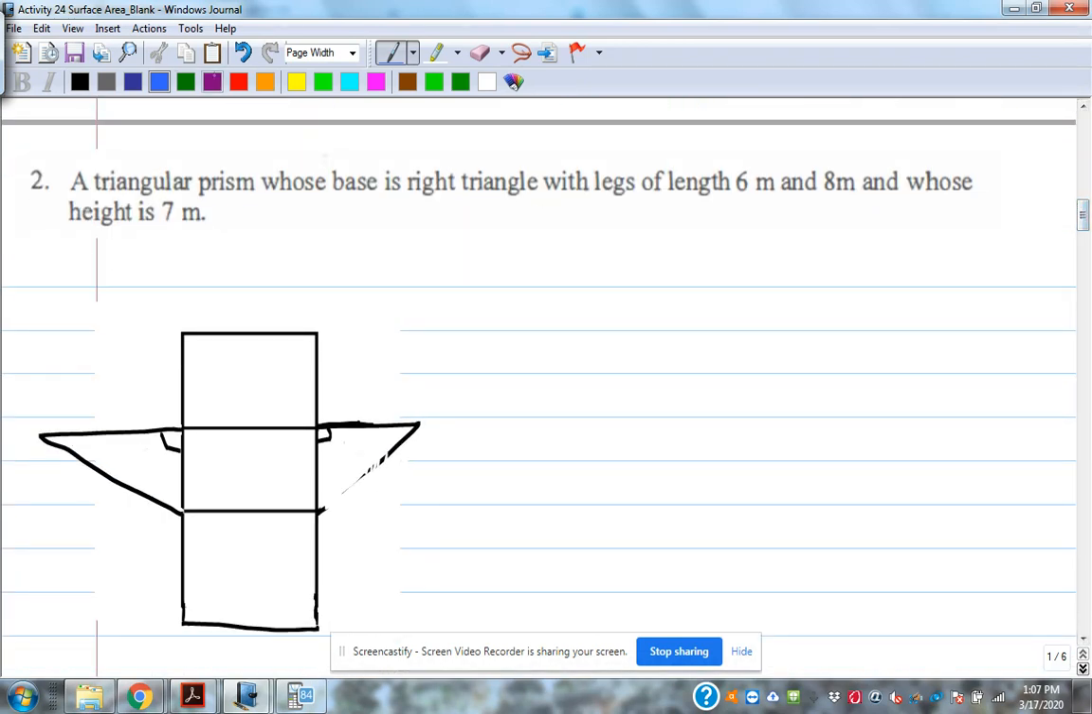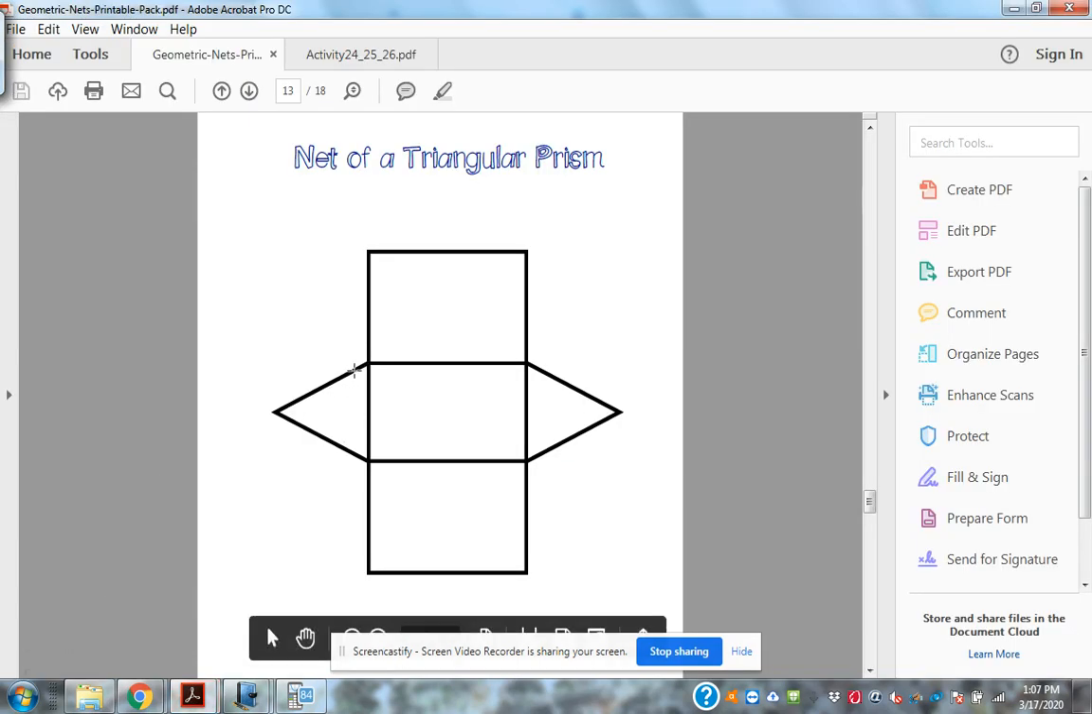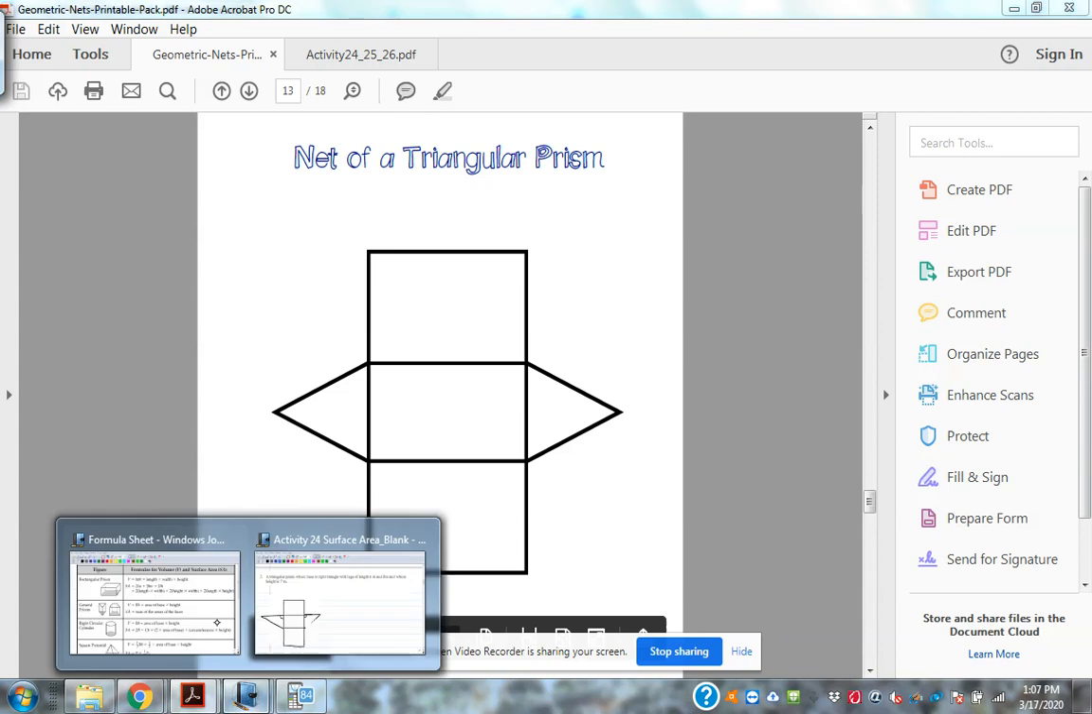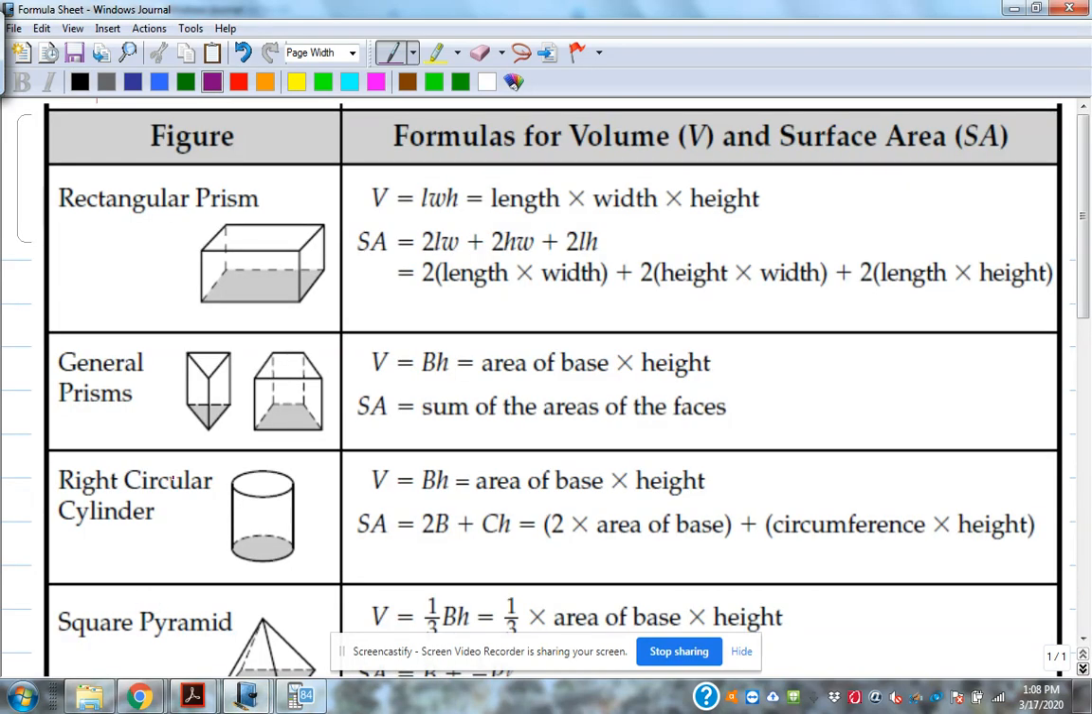A triangular prism that has right triangles with the legs. So what I've done is I've taken the net from this pack here, and instead of these triangles, I've drawn right triangles on the side, or attempted to do that. So right triangles on the side there, and it creates a little longer face right here. And with a triangular prism, it's not really a formula. You've just got to find the area of all the faces to do that.